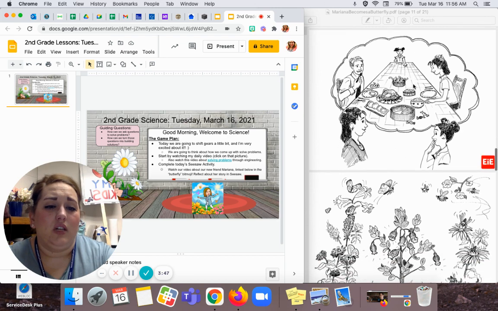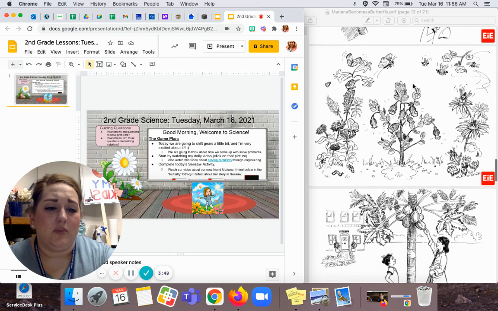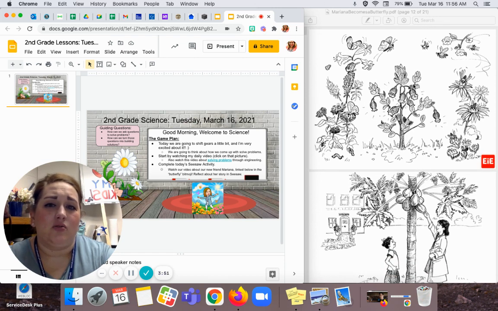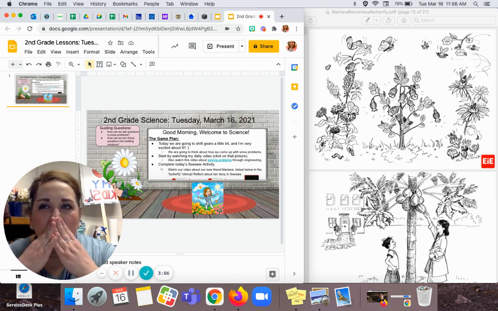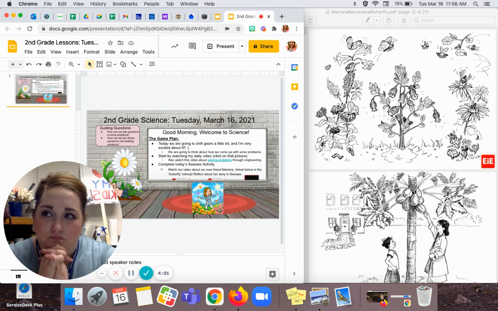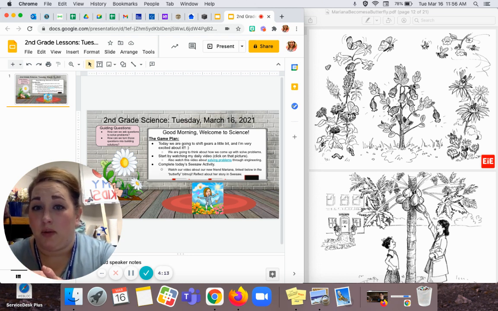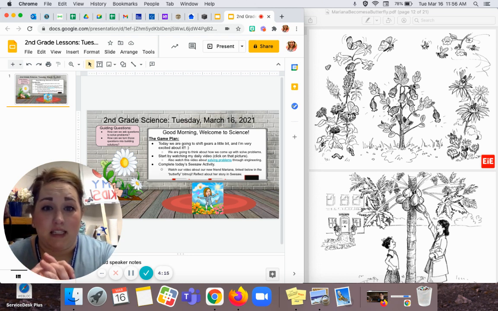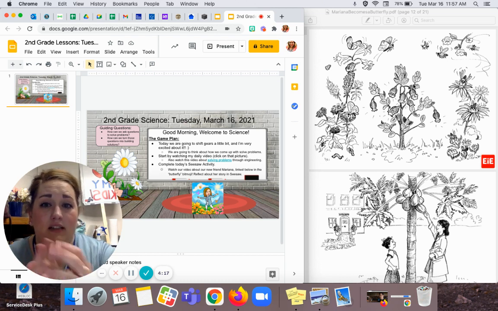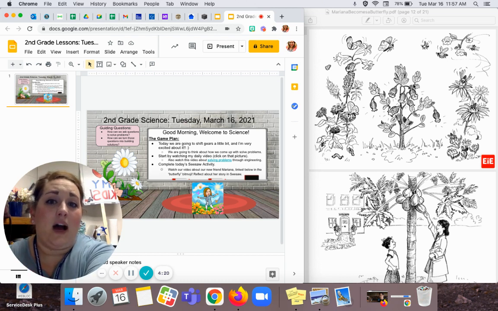So in order to make Mariana's plant grow fruit again, she has to get creative. She has to do some thinking. That's where you come in. You are going to help Mariana do some thinking, and you're going to help her solve her problem. On today's slide, on Tuesday's slide, I want you to think about how we can help her.